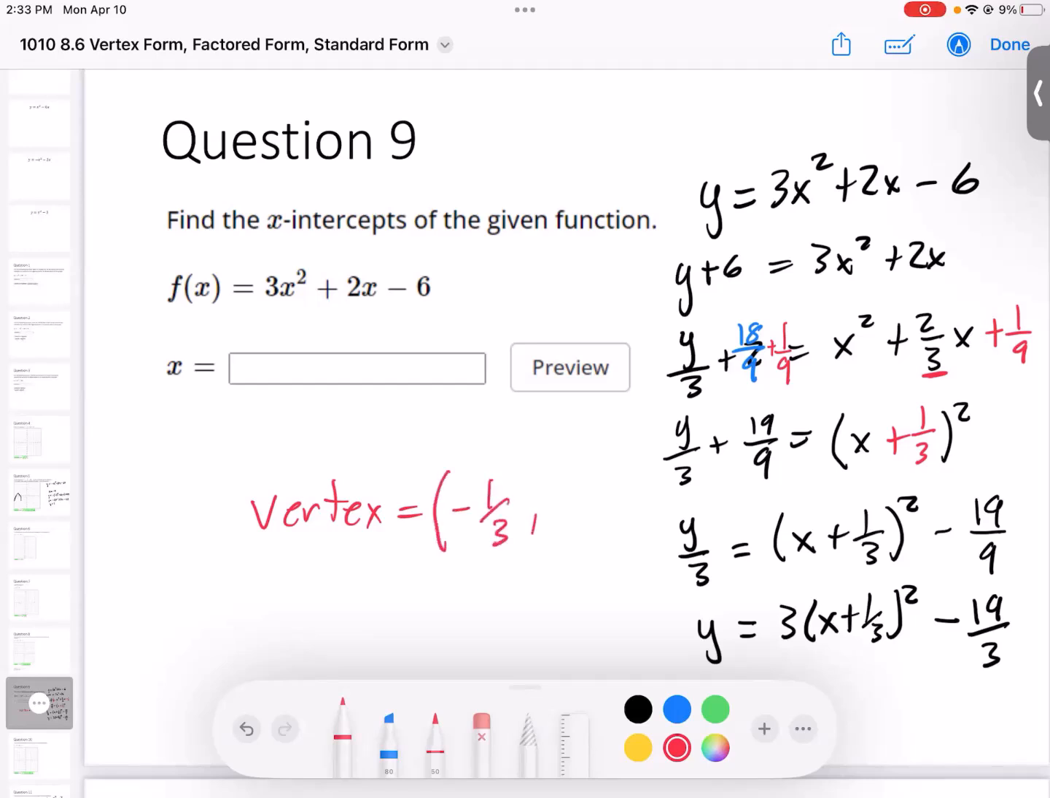But this is what the vertex would be if you were to graph it. But they didn't ask for that, they just asked for x. So you can either factor it if it's factorable. If it's not factorable, then you can use the quadratic equation.